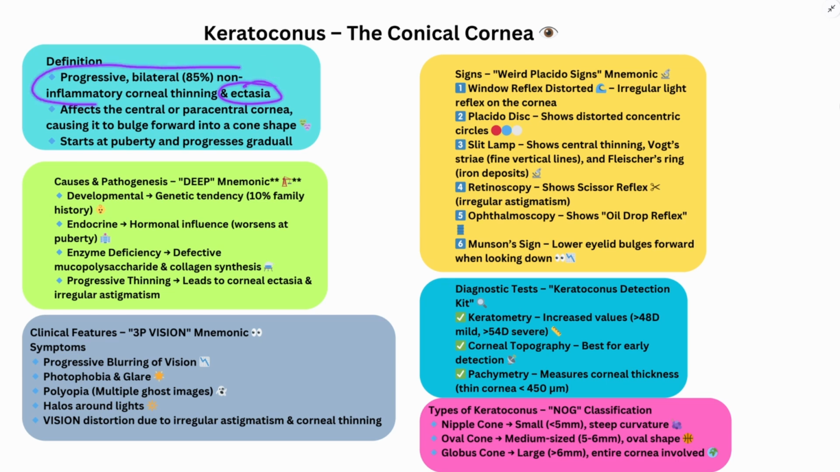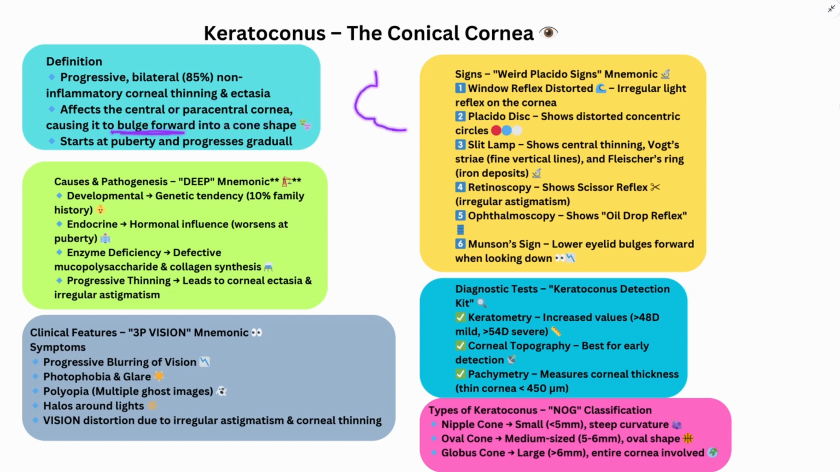So these are the important points. You can see it bilaterally, which is gradual in progression, and non-inflammatory corneal thinning. Okay, it affects the central and paracentral cornea. For example, here if this is the cornea, the central part and the paracentral part of the cornea is getting affected and causing it to bulge forward.